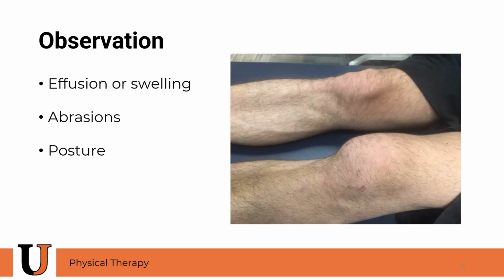We'll go through an observation process again. If we're suspecting a PCL injury, we'll do it in standing, assessing gait pattern, and in long sitting and hook lying. We're going to be assessing the knee in a lot of different positions. But the things we'll look for here are effusion or swelling, abrasions, and posture. You can see here the left knee obviously has some more effusion, and you can also see, just based on this position, that posterior tibial translation in comparison to the right knee.